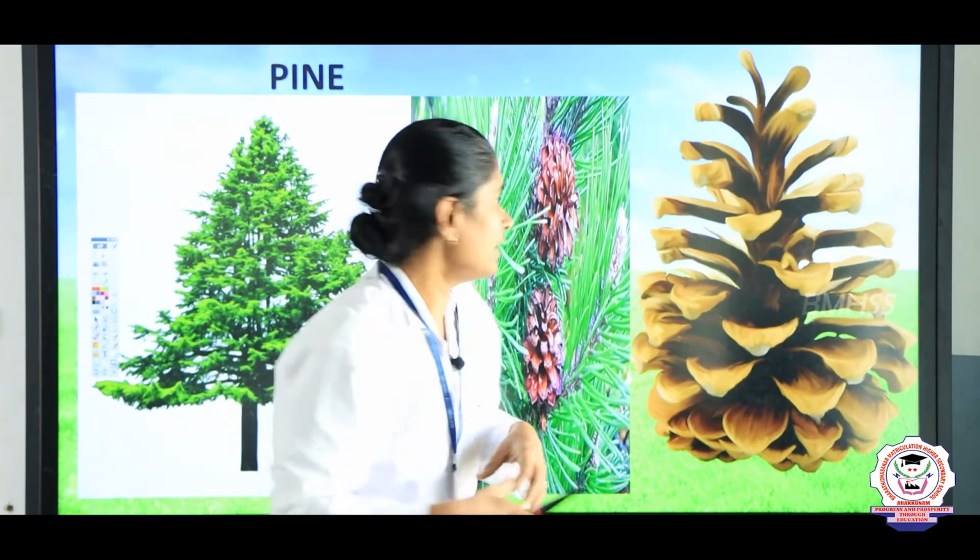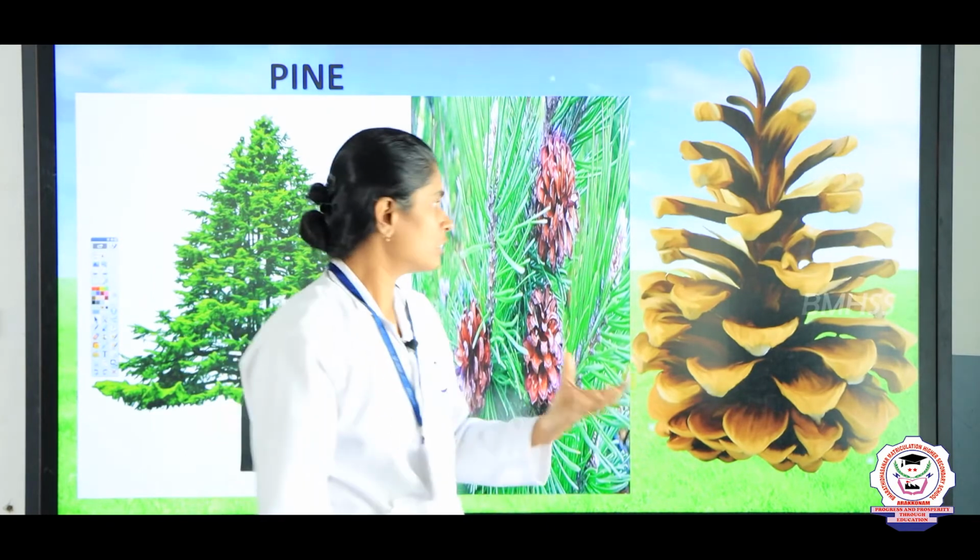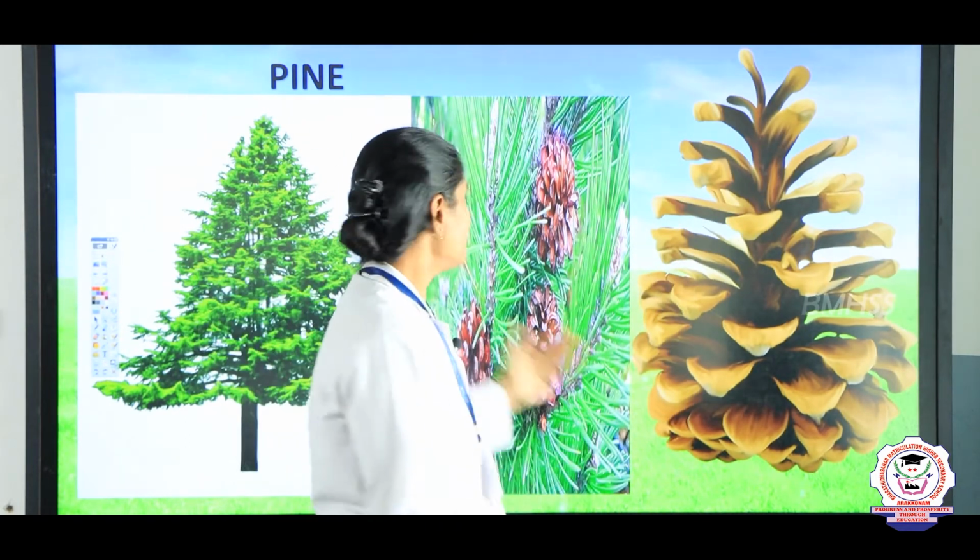Why do they have a conical shape? Because they have adapted themselves to prevent snow from staying on them. Once the snowfall falls on the trees, the snow slides off. That is why they have a conical shape, so the snow will not stay on the trees. Also, these trees do not have flowers. Instead of flowers they produce cones. If you go to Ooty or Kodaikanal, you can see the tall trees, and they will have cones.